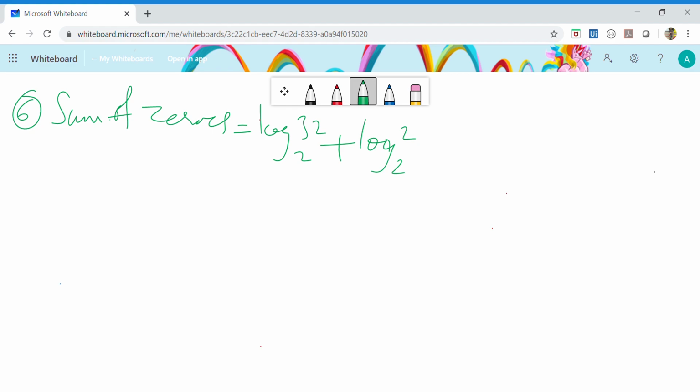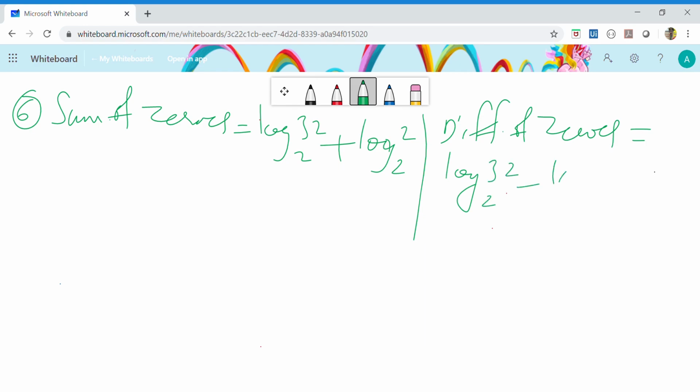And the difference of zeros is given as log 32 to the base 2 minus log 8 to the base 2. Then what is the question? Find the quadratic polynomial with these zeros. So third chapter and first chapter connective.